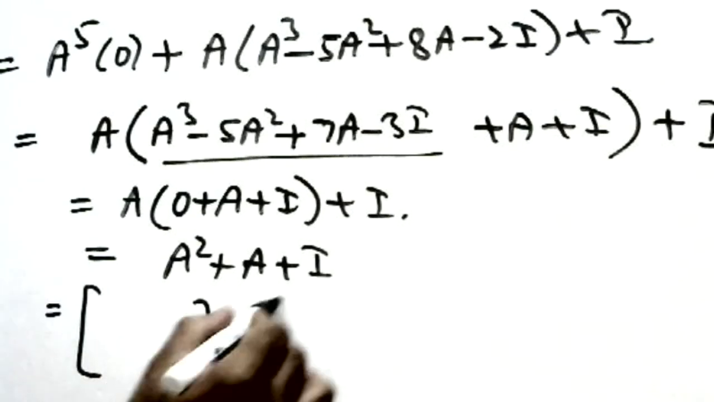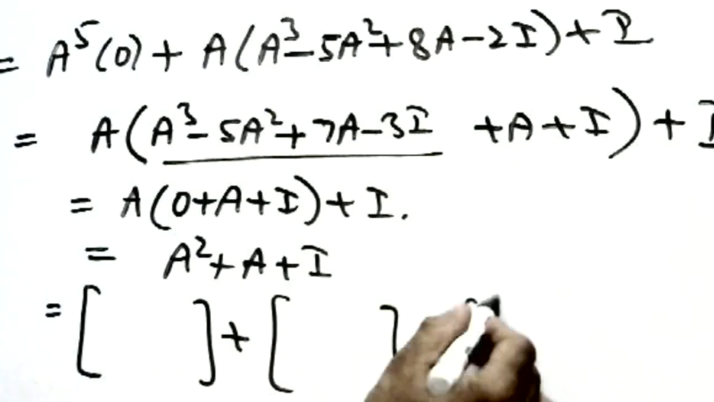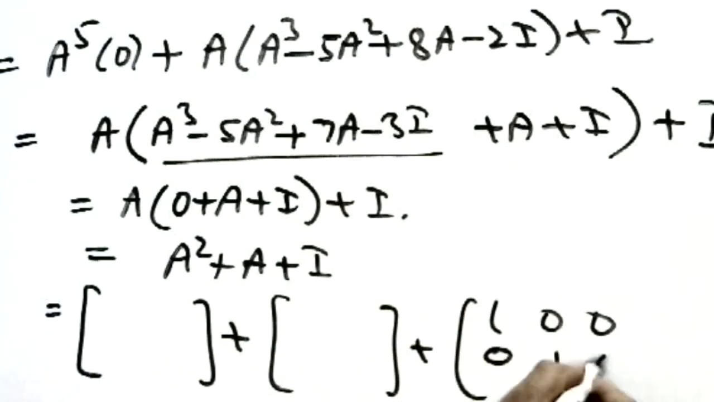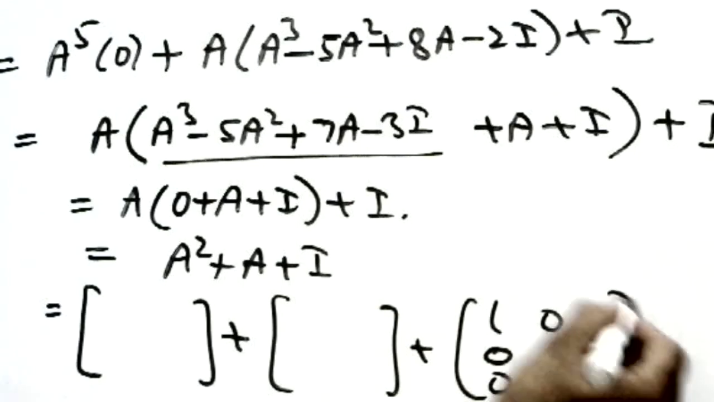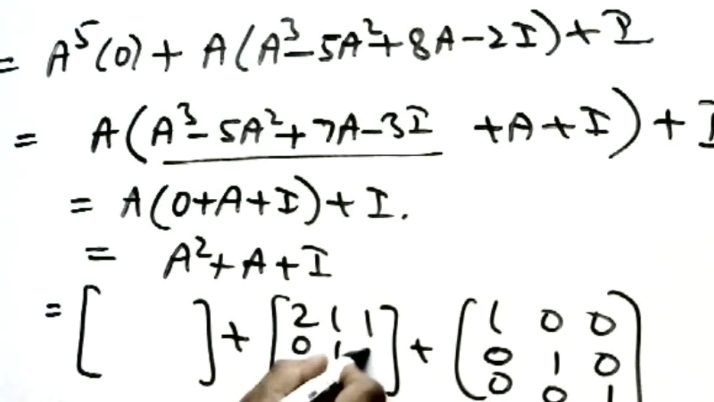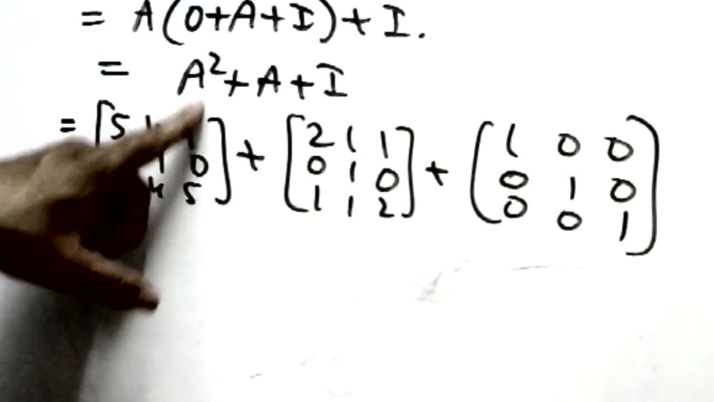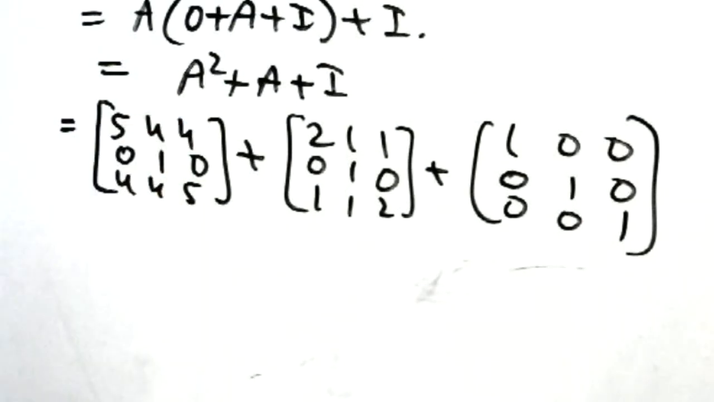Now let me substitute the values. We have already found the values of A square, A and I. I is 1 0 0, 0 1 0, 0 0 1. The value of A is 2 1 1, 0 1 0, 1 1 2. Now let me find A square. You can find A square from the calculator and substitute the value. I wrote the value of A square from the calculator.